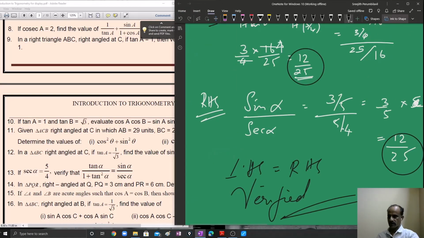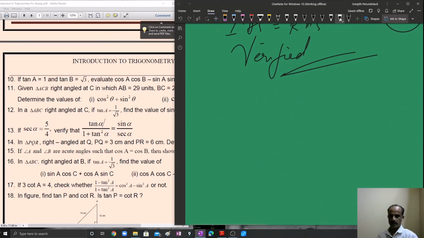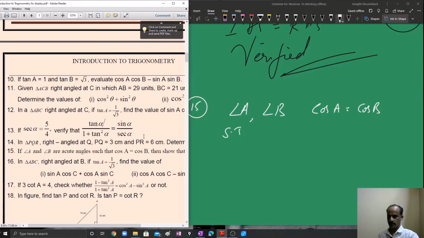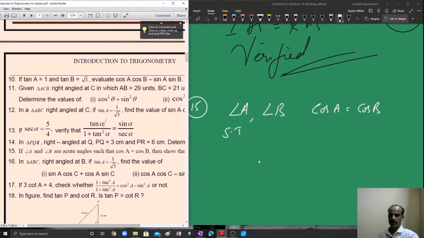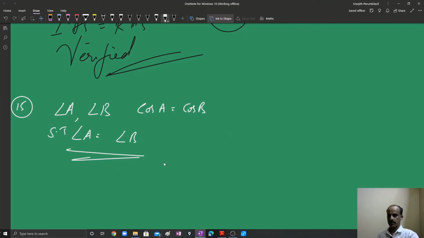Okay, so question number 15. What is question number 15? Angles A and B are acute, so that cos A is equal to cos B. Show that angle A is equal to angle B. So this is the question. Question number 15: A and B are acute angles, so that cos A is equal to cos B.